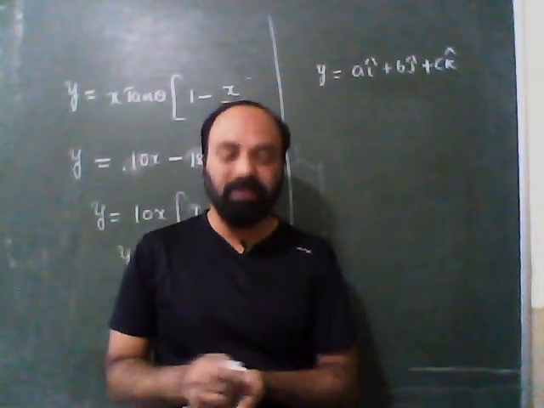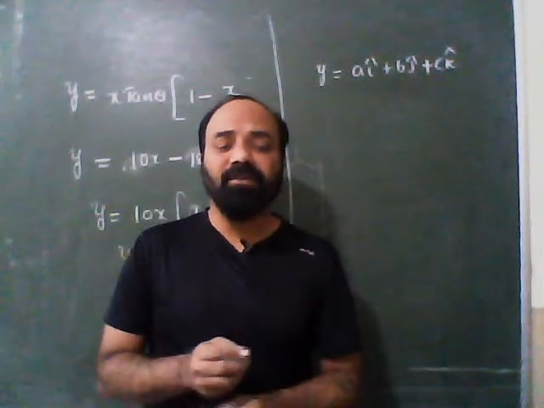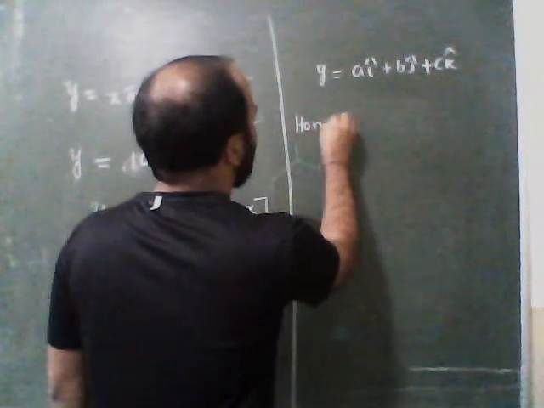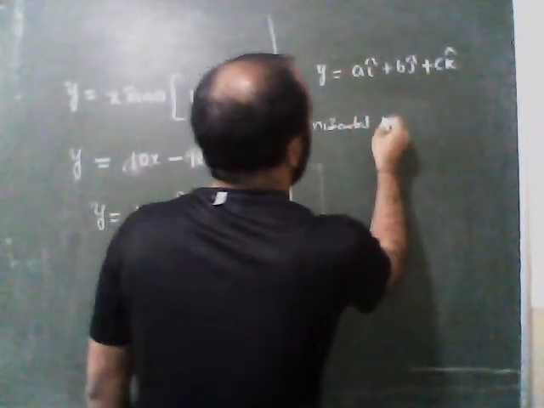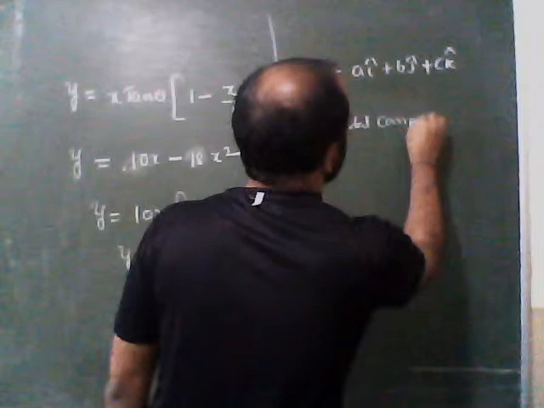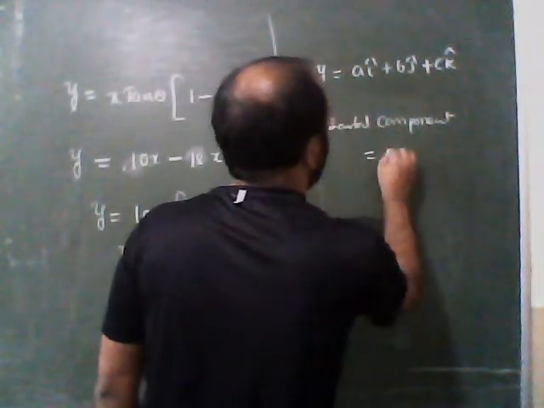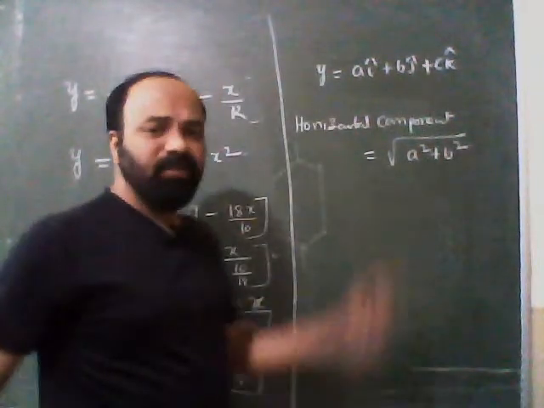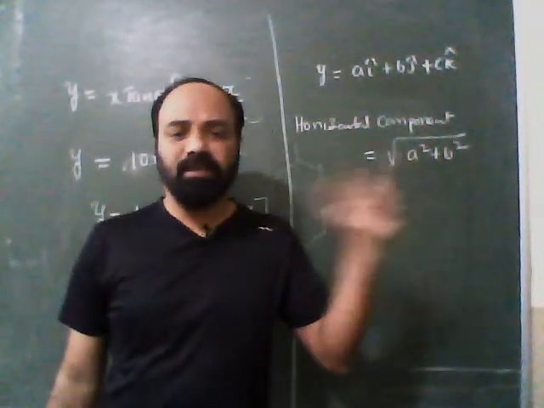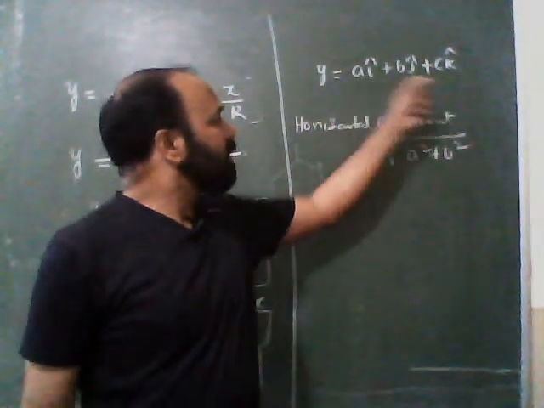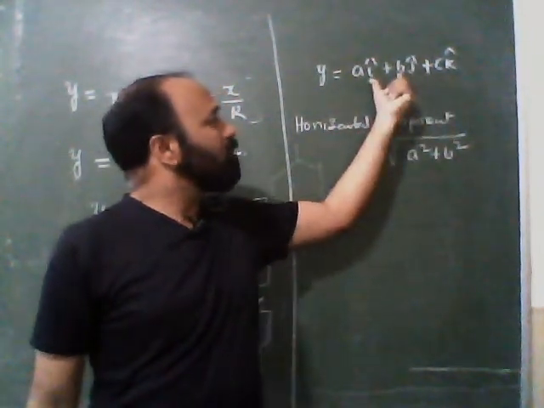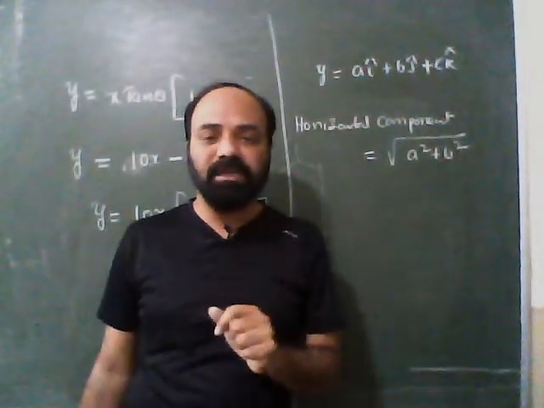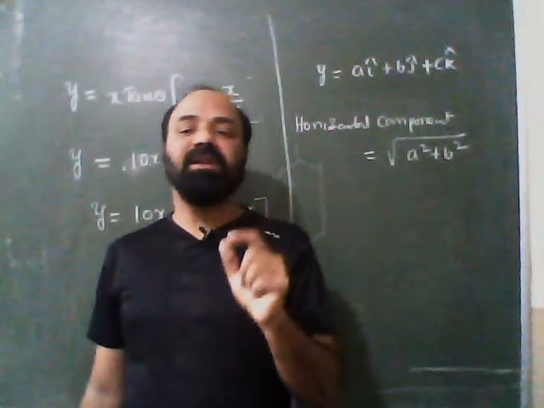Understood? If they ask what is the value of the horizontal component, meaning the magnitude of the horizontal component, we can write root of a square plus b square. If they ask for the horizontal component, it is root a square plus b square. Suppose they ask for the vertical component. If these two are the horizontal component, then c is the vertical component. Okay, guys, that c value is called the vertical component.